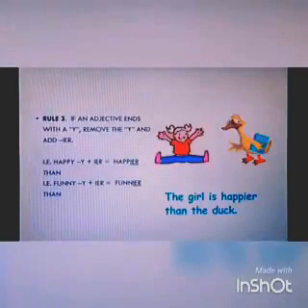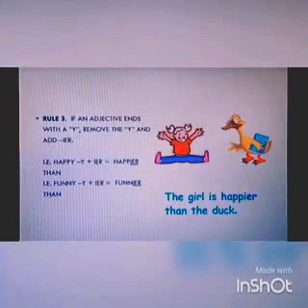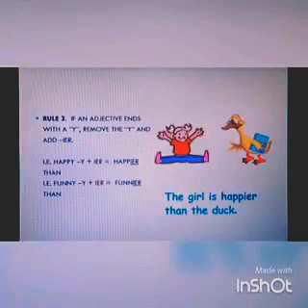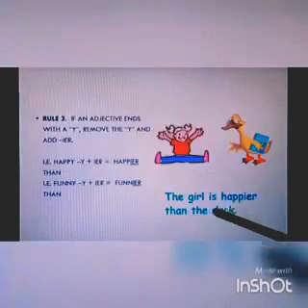Rule 3. If an adjective ends with a y, remove the y and add ier. I have happy and funny. We just remove the y and add ier. Happier and funnier. I have an example. The girl is happier than the duck.